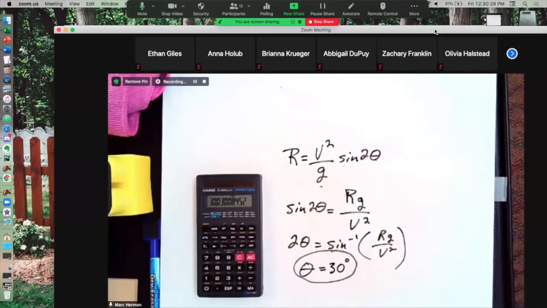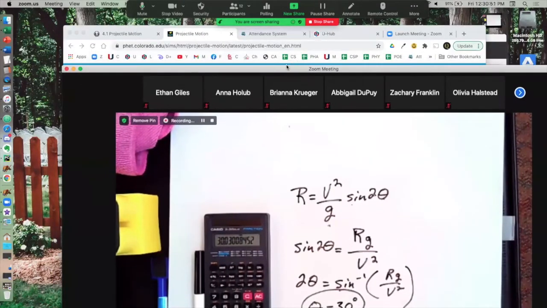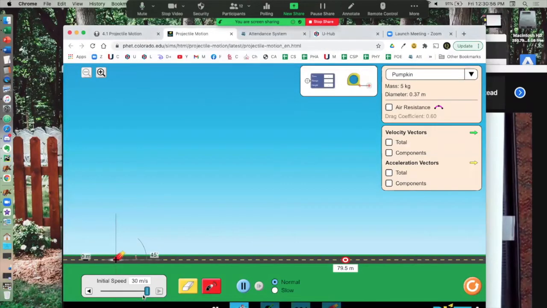Now there are 2 angles. That's one of them. Anybody know the other one? It'd be 60 degrees, right? Complementary angles. When you solve for theta in this equation, you're going to get the smaller one. So let's try it. We're at 30 meters per second. We're going to move it to 30, and we're going to fire.